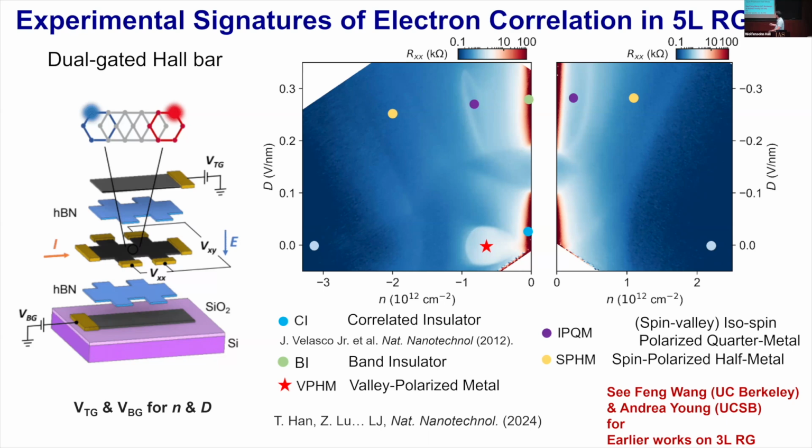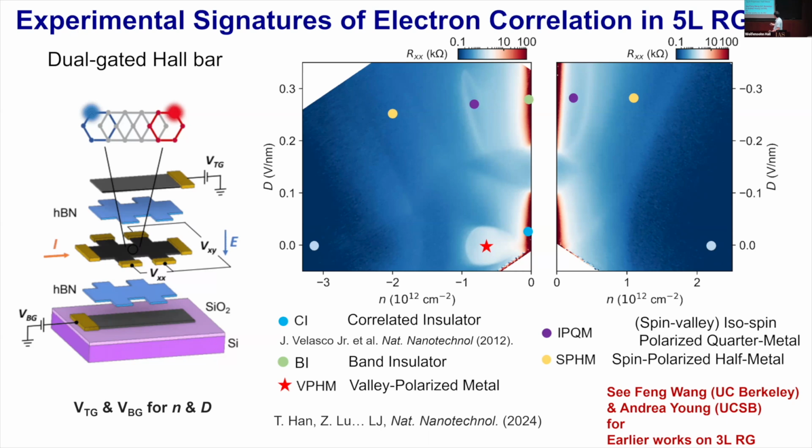For example, if you look at charge density equals 0 and displacement field equals 0, this point here, you would expect a very good metal because there's a lot of density of states. It should be a good metal, but in fact, the experiment tells you it's a very, very good insulator. So this is already a signature telling you that electron correlation has kicked in on the band structure because it's so flat.